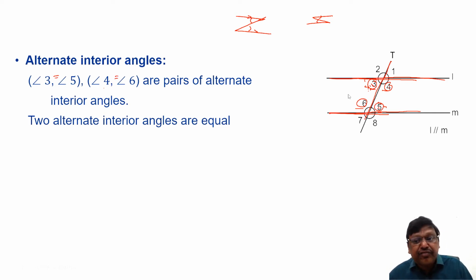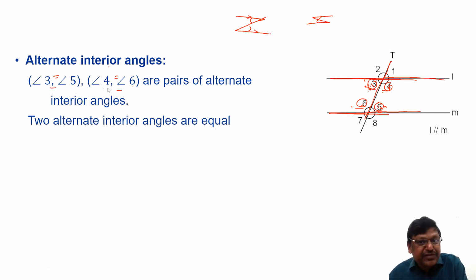If they are on the same side of the transversal, we said the sum is 180. 4 and 5 sum is 180. 3 and 5 are equal. Similarly, 4 and 6 are equal because they are on the alternate sides. If it is 3 and 6, they are on the same side, the sum is 180. So if they are interior angles on the same side of the transversal, the sum is 180. If they are on the alternate sides, then they are equal.